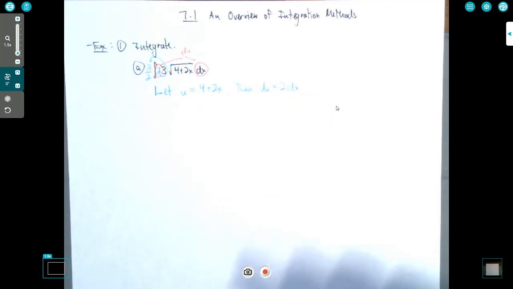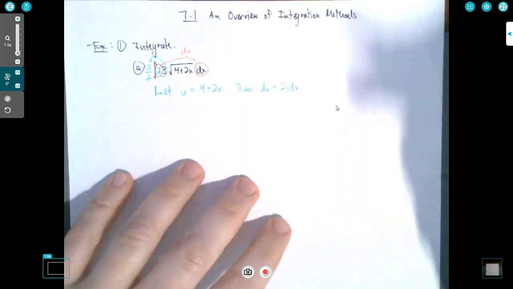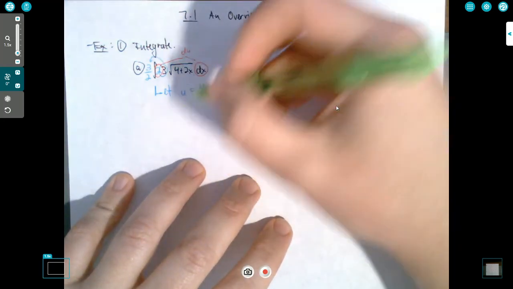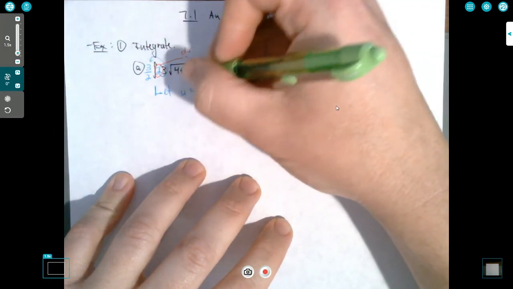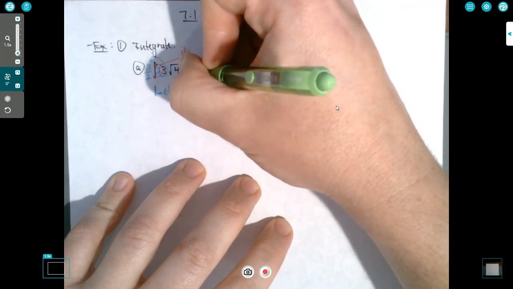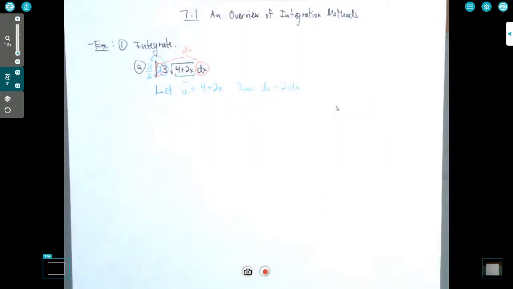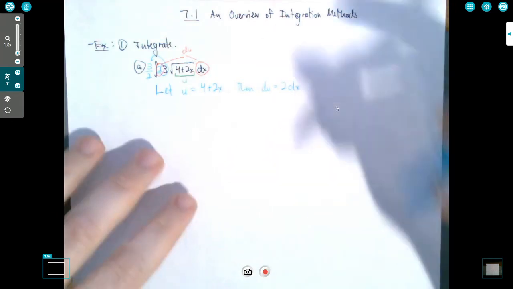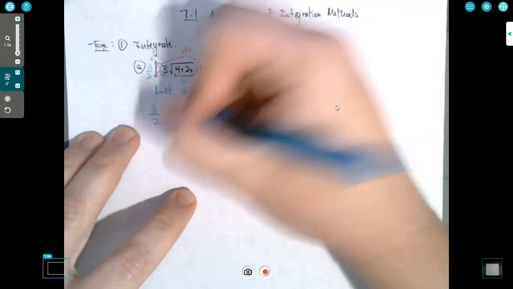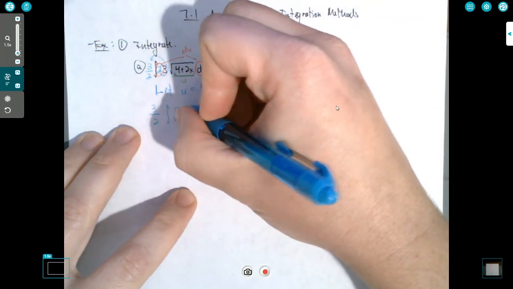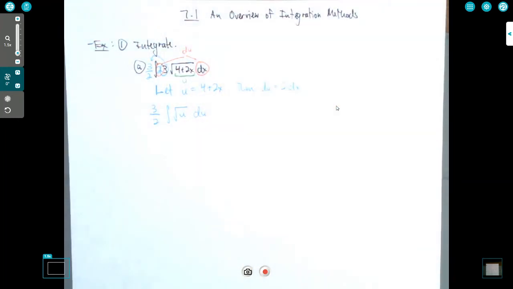But anyway, you don't need to circle all this stuff. I'm just doing it to make sure that we're all on the same page in terms of U substitution. Anyway, so 2 dx is going to be replaced with du now, and 4 plus 2x is going to be replaced with just u. Not you, the person that I'm talking to, the letter U, right? Okay, so here's what we get when we make all those replacements. We're going to have 3 halves times the integral of square root of u du. And that's that, right? That's all there is to it.